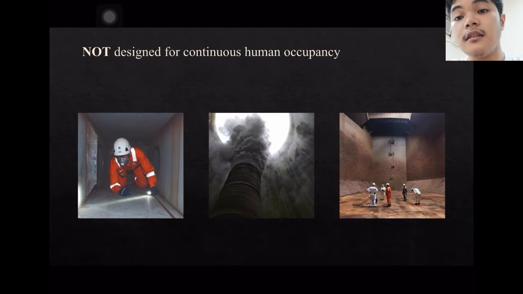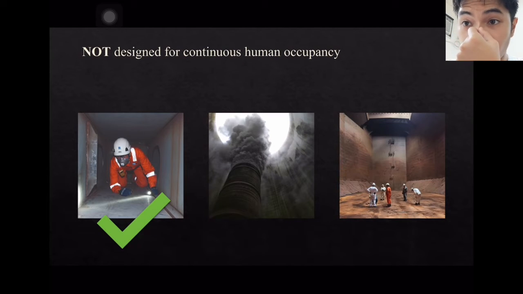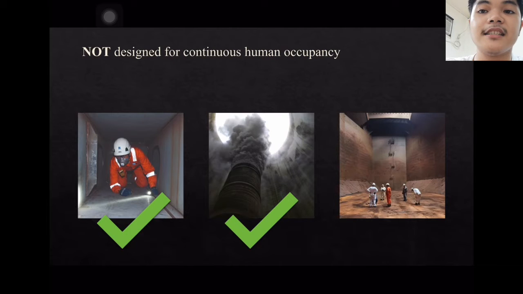Photo number 1. This workplace is not designed for people to be in long term. Photo number 2. This photo is the inside of a cooling tower from the ground looking up at the inside. It is not intended for human occupancy.